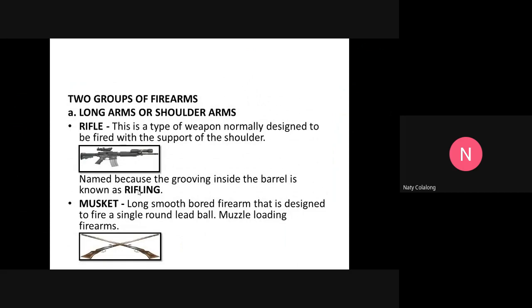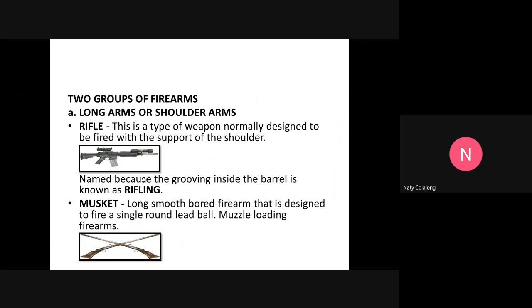We have two groups of firearms. First, we have the long arms or shoulder arms, and we have its kind. First is the rifle. This is a type of weapon normally designed to be fired with the support of the shoulder. Okay? So, meron po kayong image dyan. The name rifle was based on the grooving inside the barrel, which is known as the rifling.